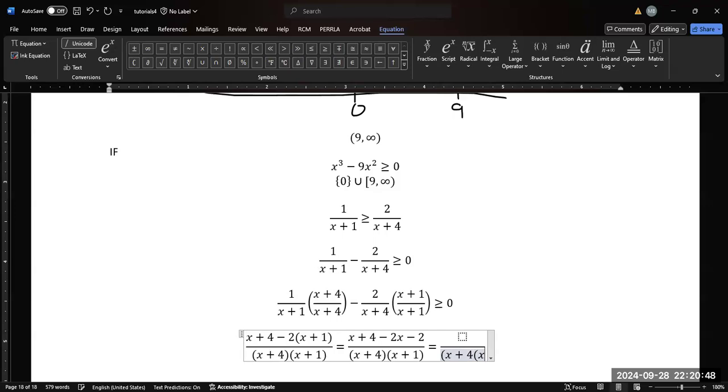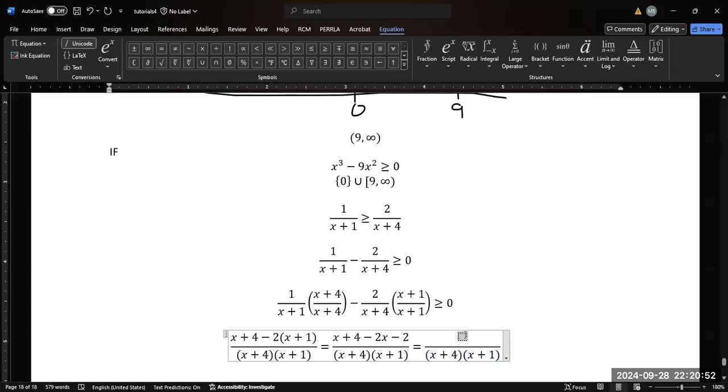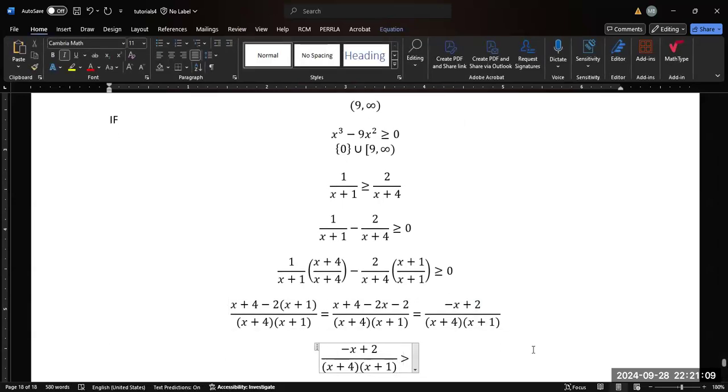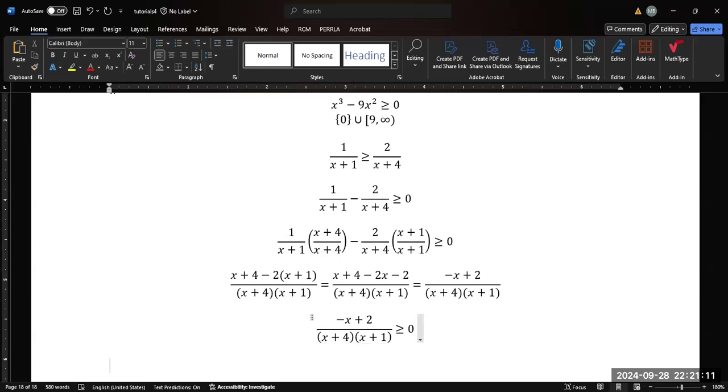x plus 4, x plus 1, and up here we have negative x plus 2. So x and minus 2x is negative x, 4 and minus 2 is positive 2, and it's this expression that is going to be greater than or equal to 0. So now where are our zeros?